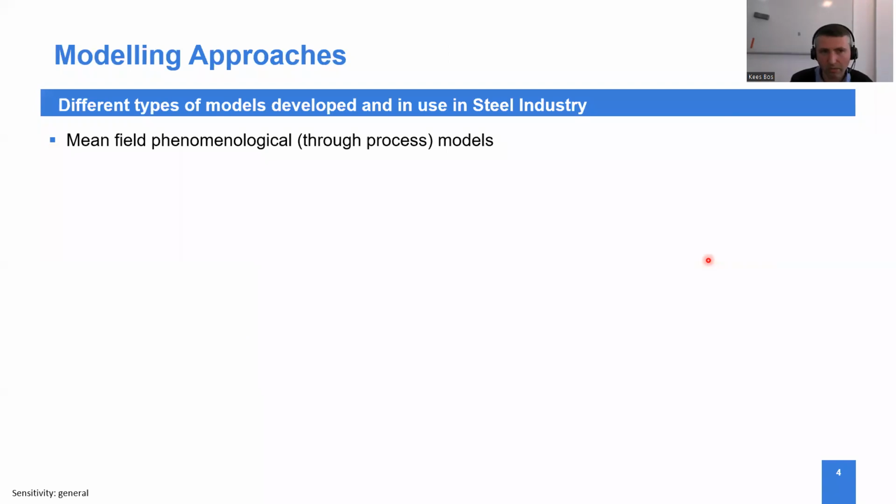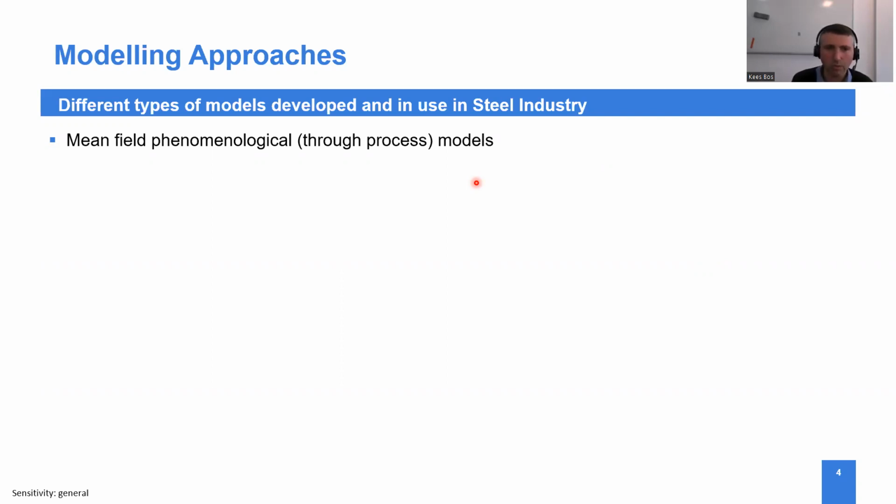And there are different types of models that have been developed and are in use in the steel industry. As was already suggested, I will talk about more than one type of model, but I want to start actually pretty basic, maybe also just to start a bit slow. Traditionally, we use mean field phenomenological thermomechanical process models. These have been developed in the past, and actually we will see they can be quite successful.